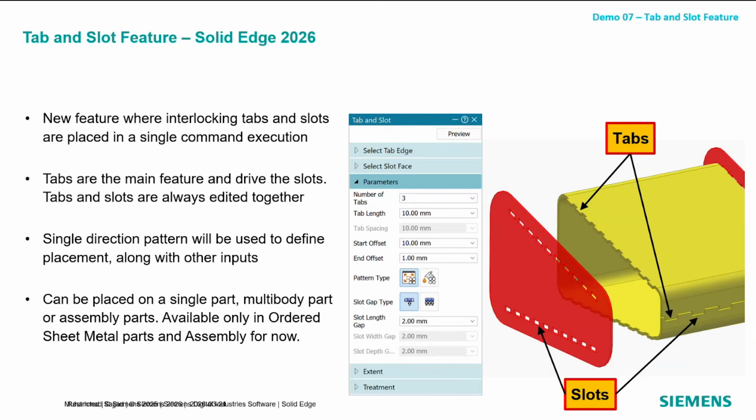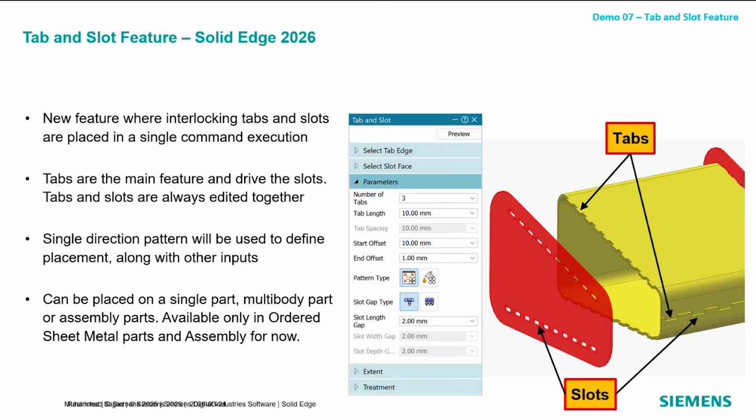Another new enhancement that we have is the tab and slot feature, which allows for simultaneous placement of interlocking tabs and slots using a single command. And this approach makes the tabs the primary design element, which drive the placement and dimension of the slots. So the tabs are what are driving the slots.